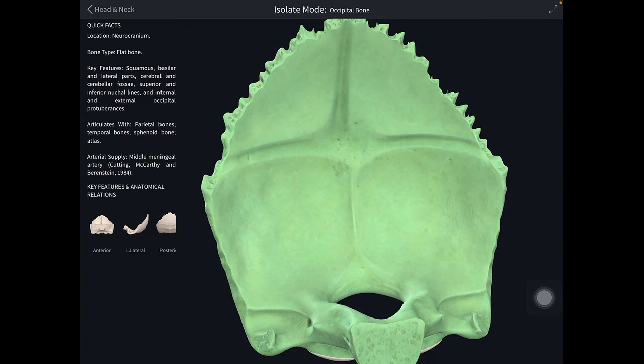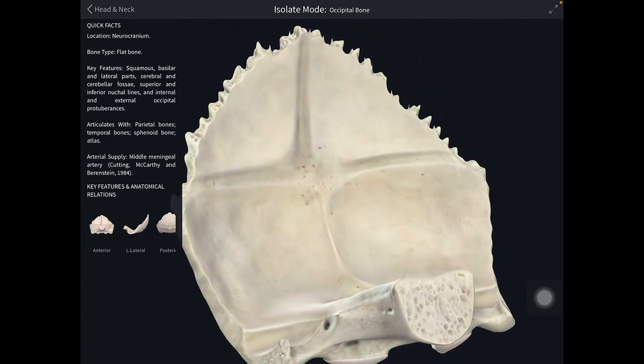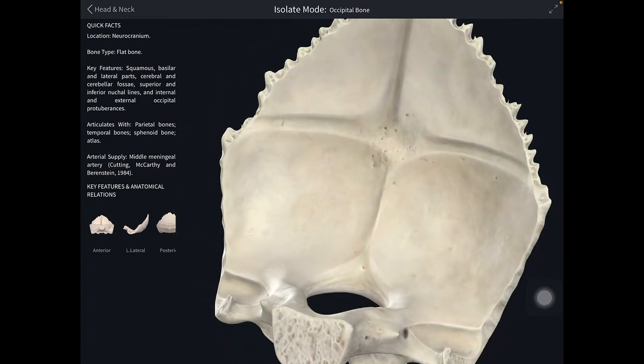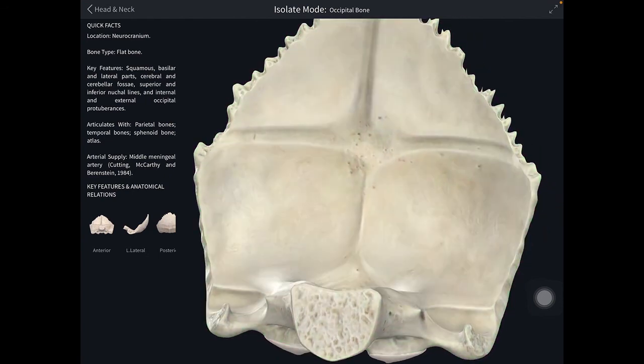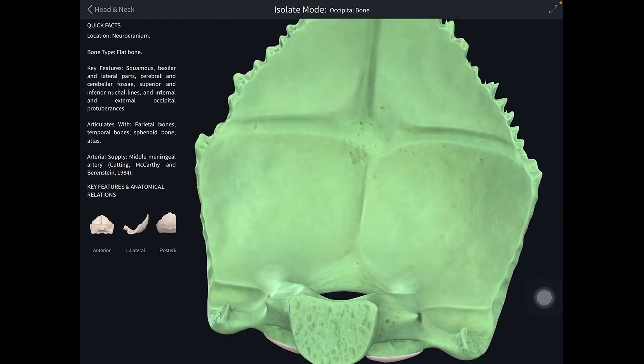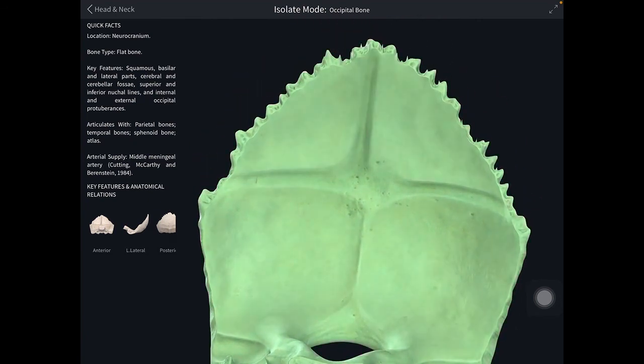Close to the center of the inner surface, there is another elevation called the internal occipital protuberance. A cruciate arrangement of lines radiates from this elevation. Are you seeing four lines in the shape of a cross? A sagittal sulcus extends up to the superior angle. So it is in the superior angle of the internal surface, the sagittal sulcus. It lodges the superior sagittal sinus.